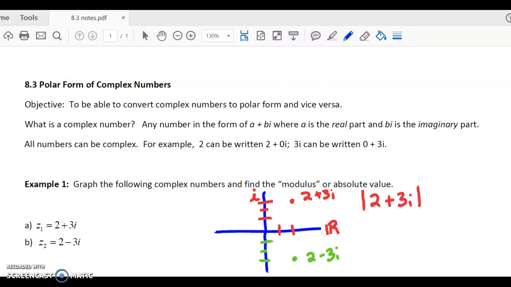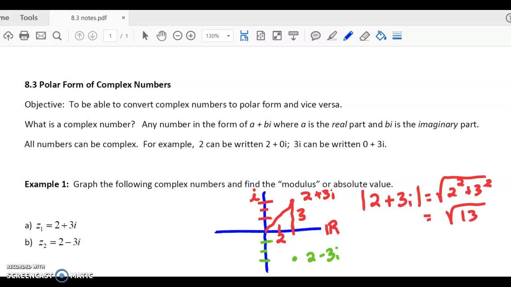Now, in the book they show a formula, but you really don't need formulas. If you think about what absolute value means, it means the distance from 0. So if we want to find this distance from 0, we can just simply make a right triangle and think about it using the Pythagorean theorem. We went to the right 2 and we went up 3. So the absolute value of 2 plus 3i would be the square root of 2 squared plus 3 squared, which would equal the square root of 13.